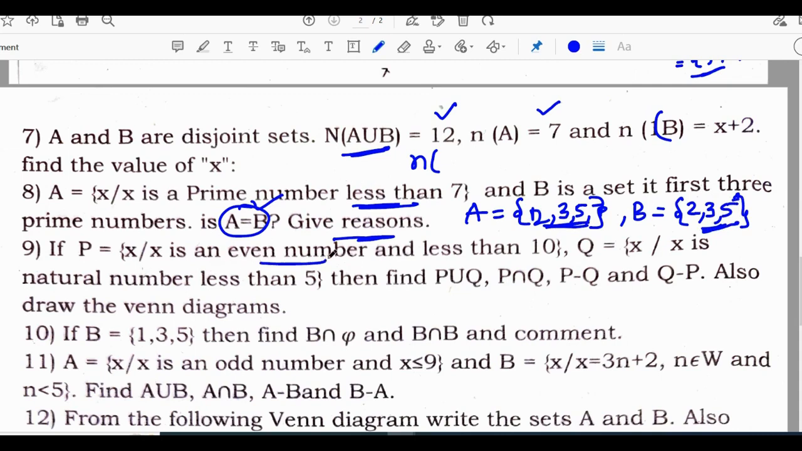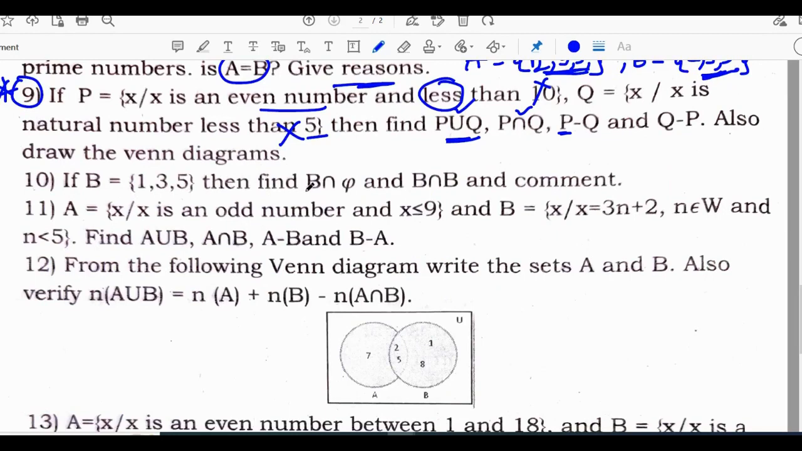P is x such that x is an even number less than 10, and Q is x such that x is a natural number less than 5. Find P union Q. So you can take even numbers 2, 4, 6, 8. Don't take 10, because less than 10 means don't include 10, students. Natural numbers less than 5: don't include 5. So 1, 2, 3, 4.